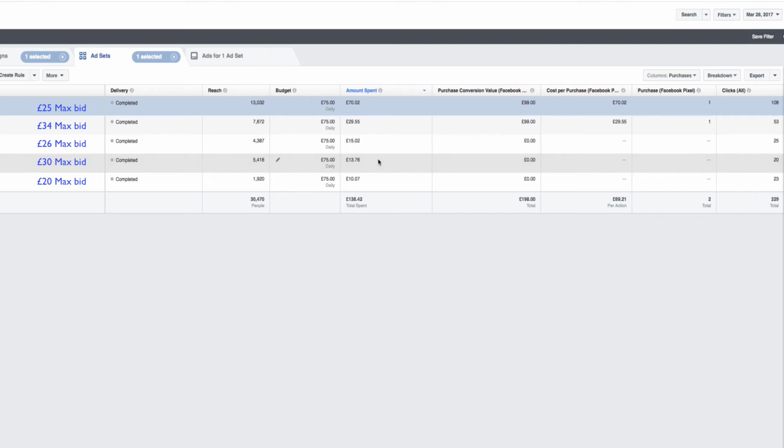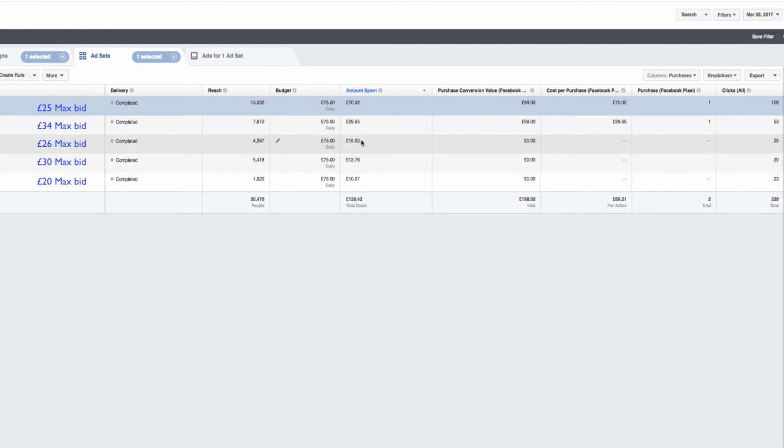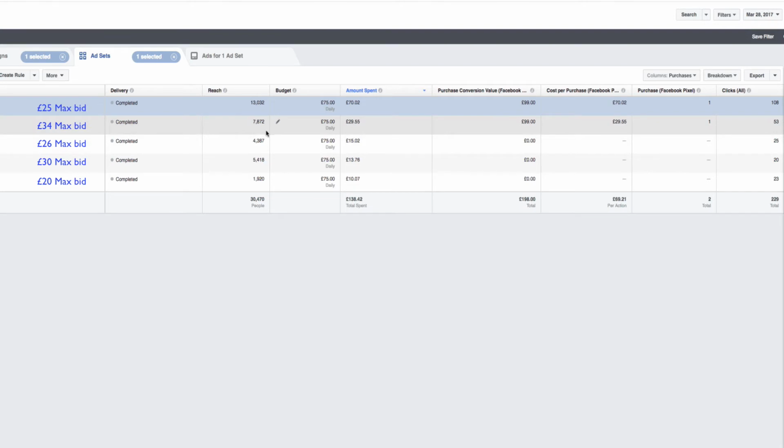Again, we did spend money, which was good to see. The reach was not as good. The reach on the £34 one, which was the highest, made sense in that we spent a little bit more, but again, nowhere near £75. So it looks to me like it takes a day for Facebook to actually optimize. I don't know if this is just on the lower budget ones, but it seems to take Facebook a day to optimize and start to get results, as you can see from this one here.